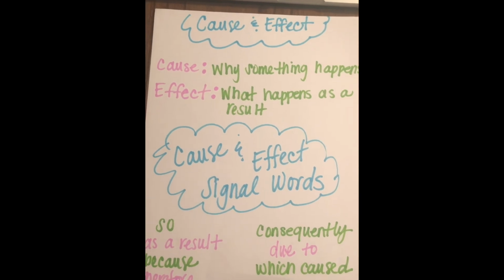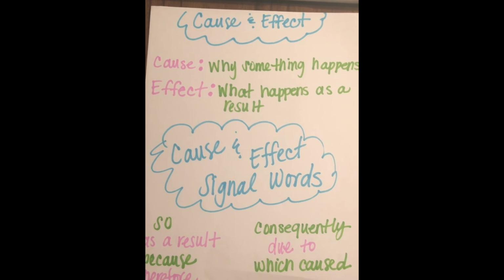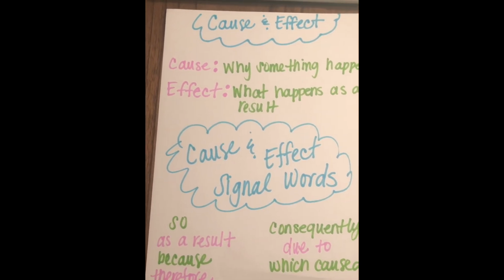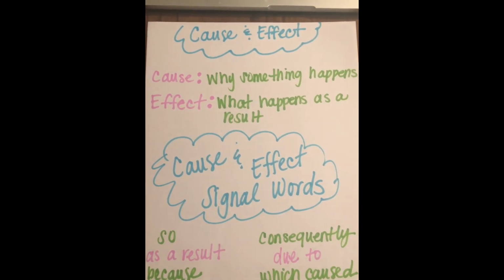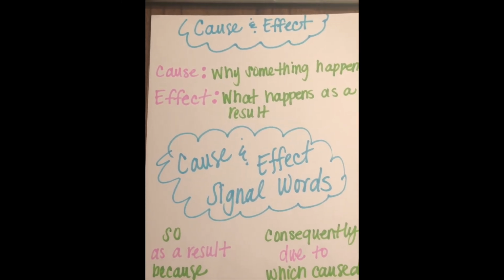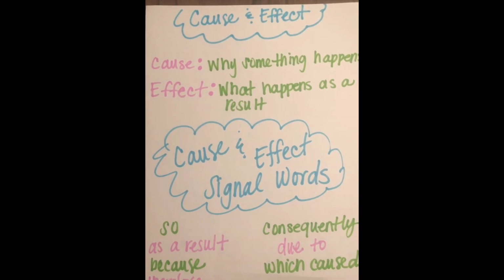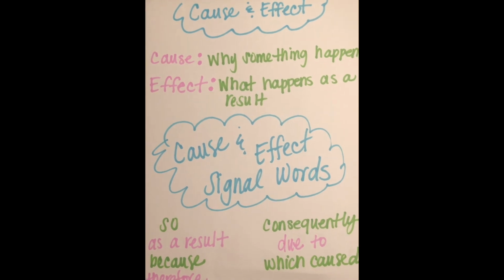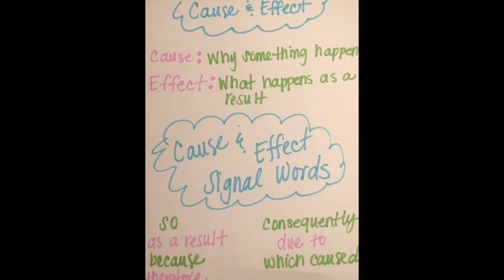Lastly, I am going to close with cause and effect. Cause is why something happens. Effect is what happens as a result. And then we have some signal words: as a result, so, because, therefore, consequently, due to, which cause. And signal words are just some clues to let you know what you're looking for. And so if you see these words, a lot of times there is a cause and effect in the passage. I hope you have enjoyed this cause and effect lesson, and I hope you have learned something.